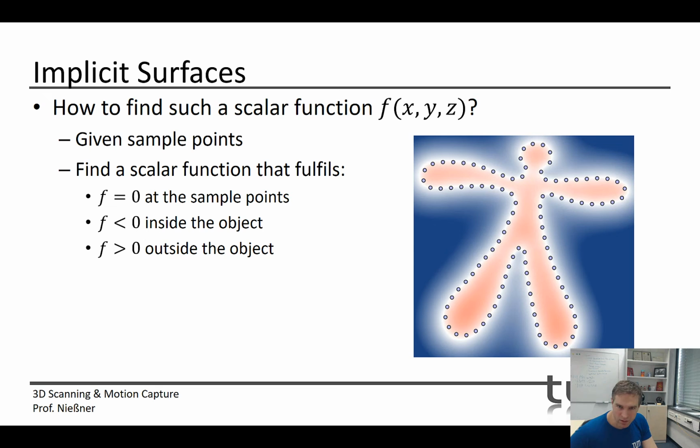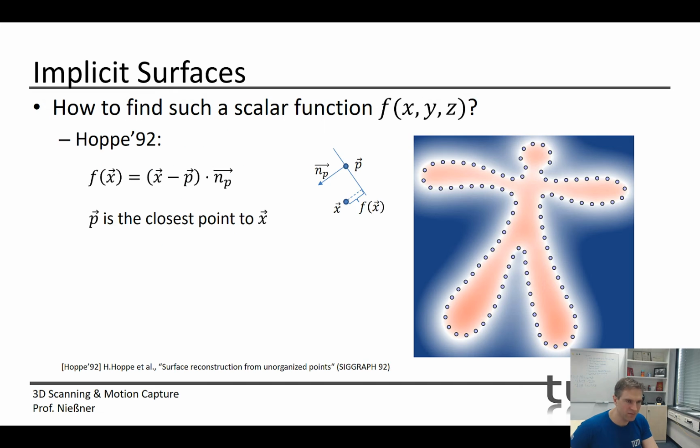Now, there are many ways to find such a function. One of the simplest methods that people have been using is the Hoppe method from '92. And here the idea is basically, you say, well, we have a bunch of these points.